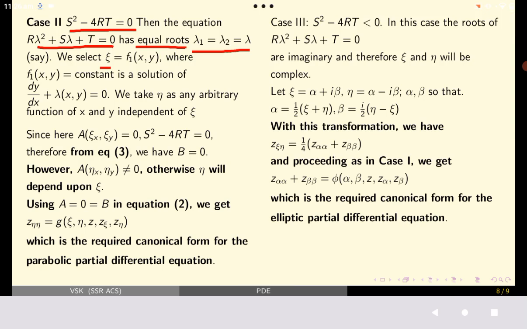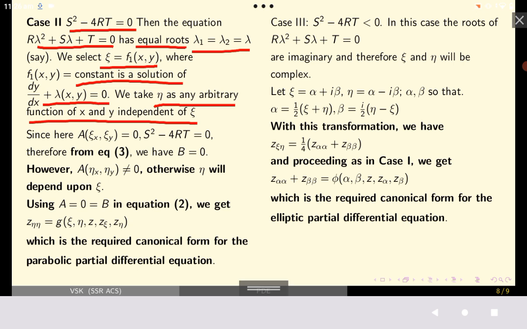And we select xi is equal to f1 xy, as we have seen in the previous case, where f1 xy is a constant, a solution of this differential equation, as we have seen in the last slide. Now in this case, we take eta, any arbitrary function of xy which is independent of xi, that is, it should not be a multiple of xi. So you can take any eta in this case. Also, since a xi x xi y is equal to 0, so s square minus 4t is equal to 0, because this is 0 and this 2 is 0.